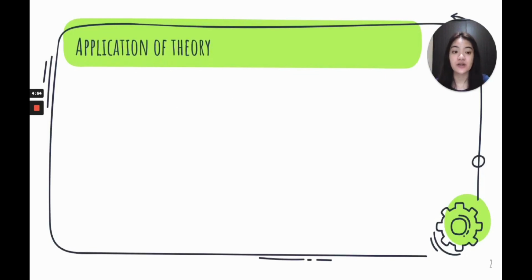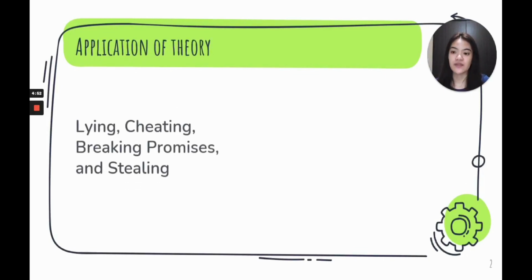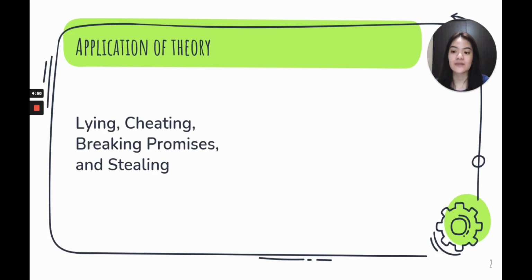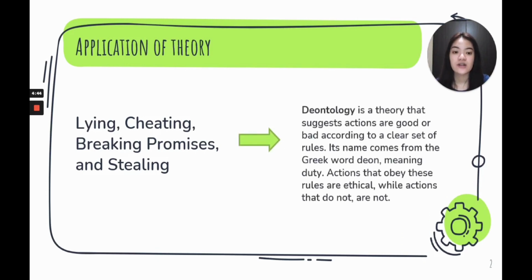Application of the theory of deontology to the issues of lying, cheating, breaking promises, and stealing. So the ethical theory that we use is deontology. Deontology is a theory that suggests actions are good or bad according to a clear set of rules. Its name comes from the Greek word deon, meaning duty. Actions that obey these rules are ethical, while actions that do not are not.